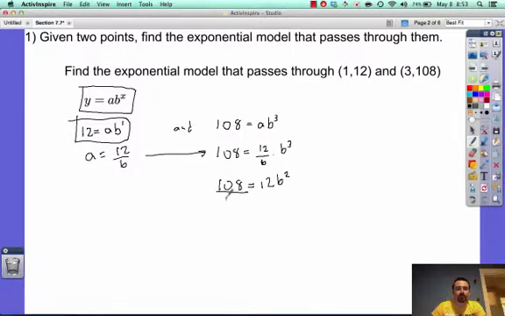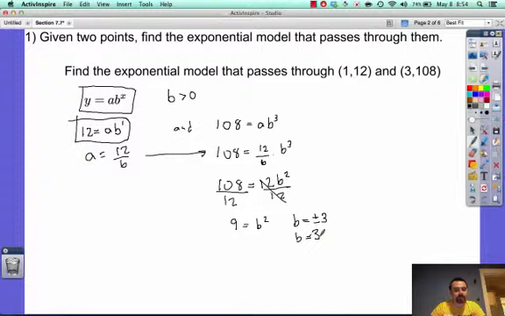So I'm going to divide both sides by 108. I'm sorry, that's not what I want to do. Divide both sides by 12. The 12s on the right cancel. On the left we have 9 equals b squared, which means that b is equal to plus or minus 3. Now, with exponential models, we always stipulate that b is a positive number. So in this case, I'm not going to worry about the negative. b will be positive 3.